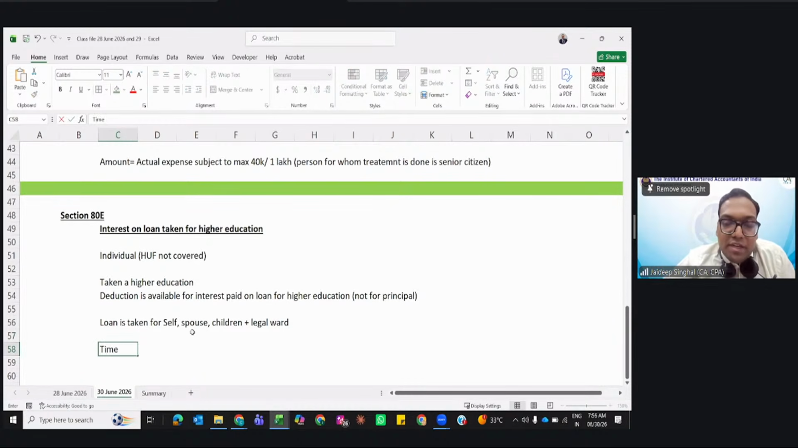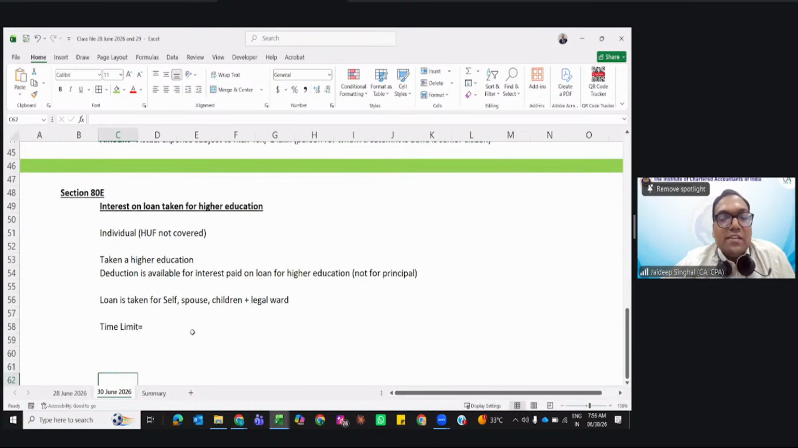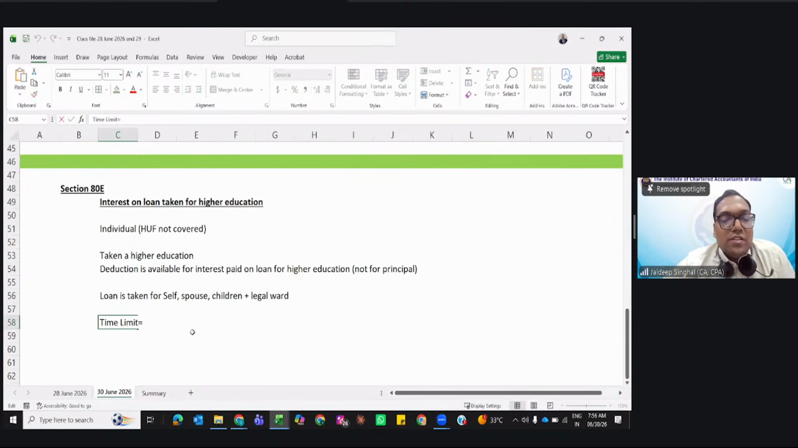There is a time limit here. Let's suppose you have taken a loan for 10 years. Will you get a deduction for all the interest of 10 years every year? The answer is no. Time limit is 8 years. Let's suppose the loan is for 10 years, you will get the deduction for the first 8 years. For the last 2 years, you will not get any deduction, right? Another, there is no limit on number of children. If you have 3 children, you take the deduction for 3 children.